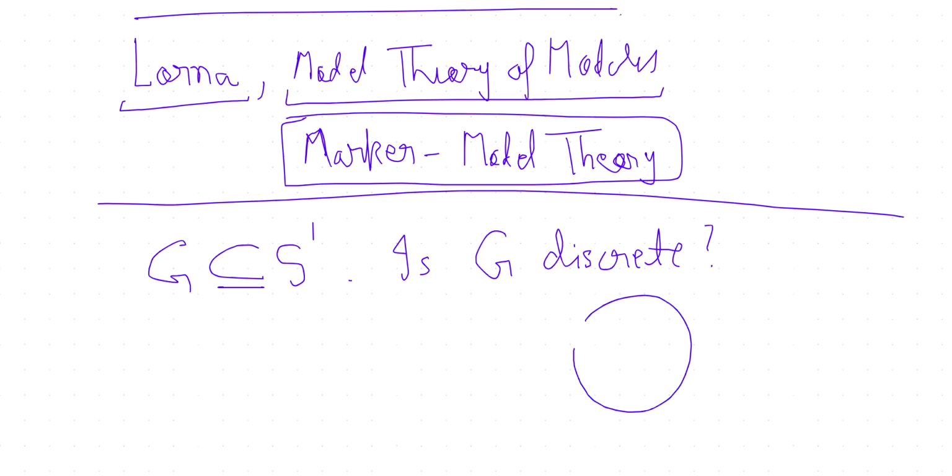Oh, hmm, no, it cannot be discrete. It can be discrete. Wait. It's a subgroup and it is certainly not cyclic, right? G is not cyclic. So G is dense. You can prove that a subgroup of S1 is either cyclic or dense.